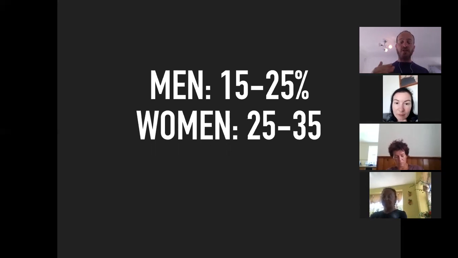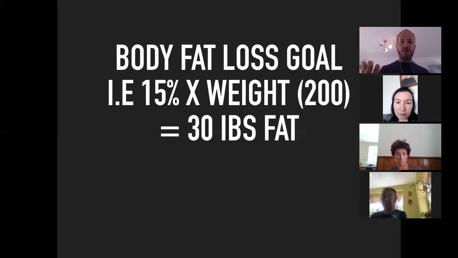So this is where you can start to use what we've just learned and actually get a bit more practical with it. If you already know what your body fat percentage is, I'm going to give you an example. Let's say you want to lose 15%, and you weigh 200 pounds. You multiply 200 by 0.15 to find out how many pounds you need to lose. So 30 pounds of fat would be your goal.